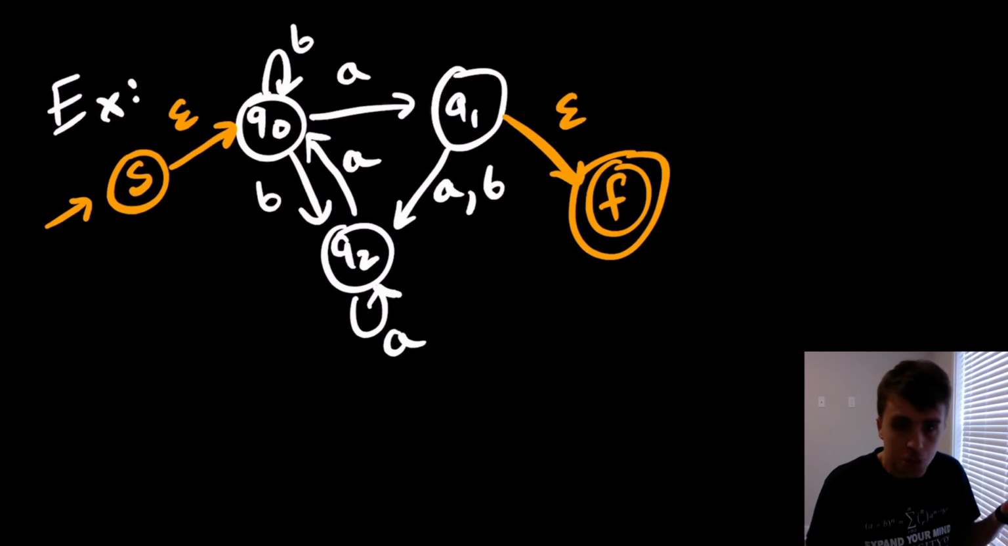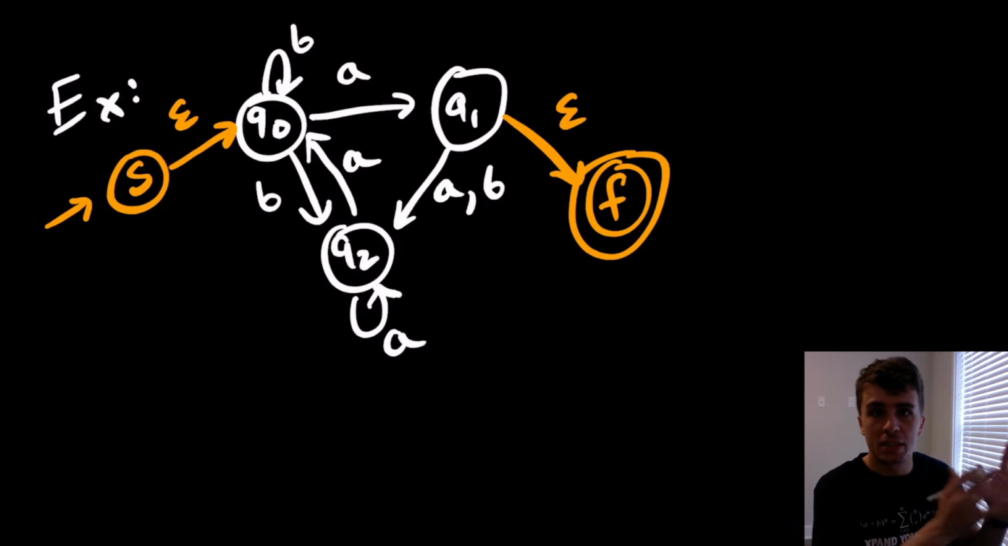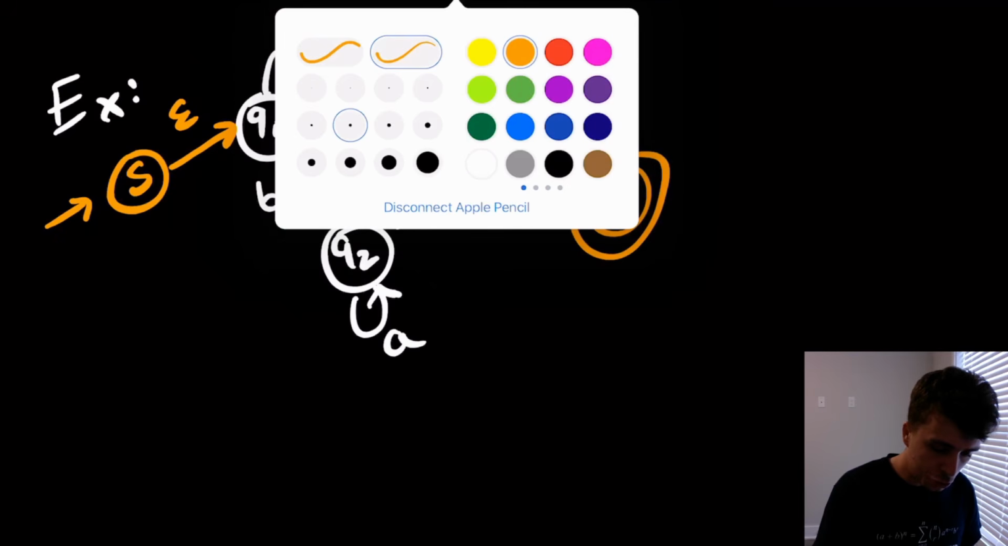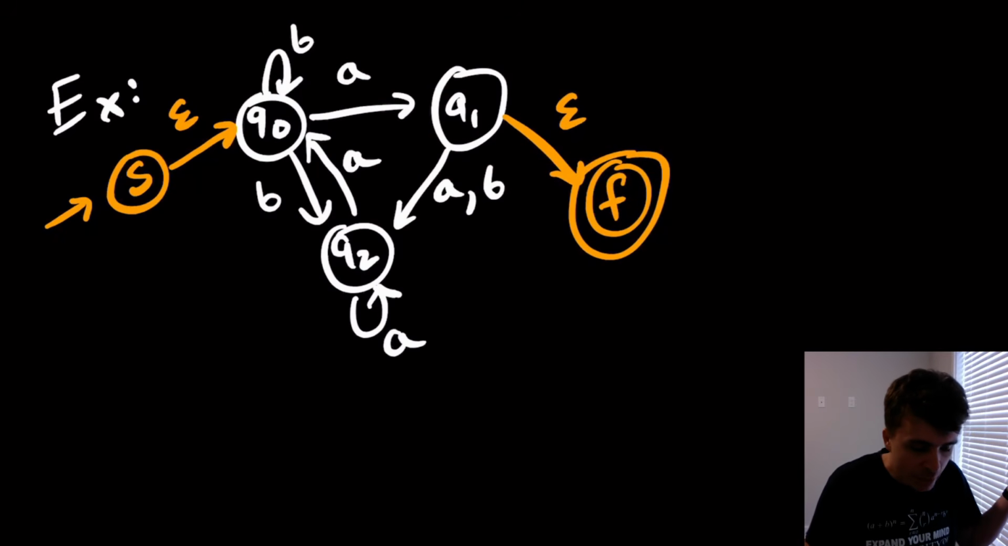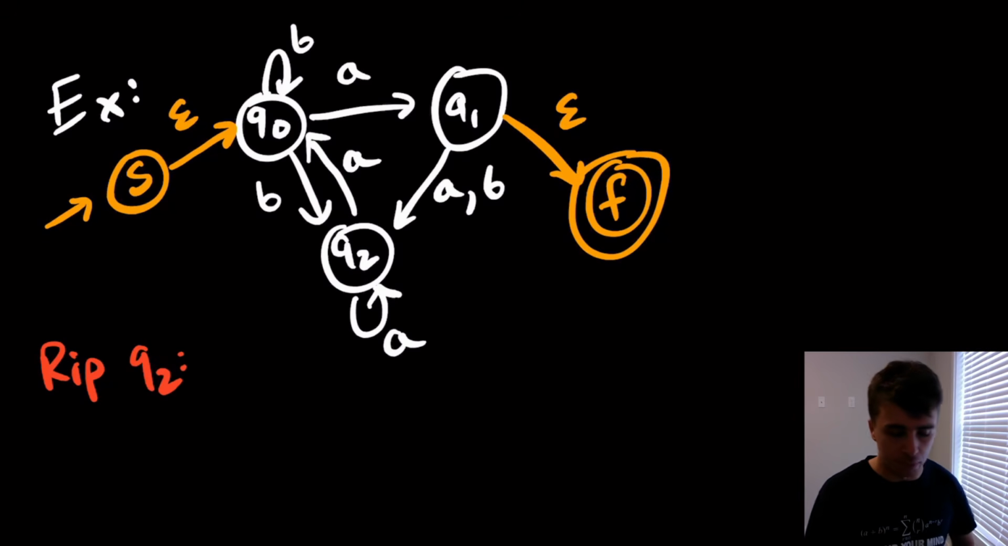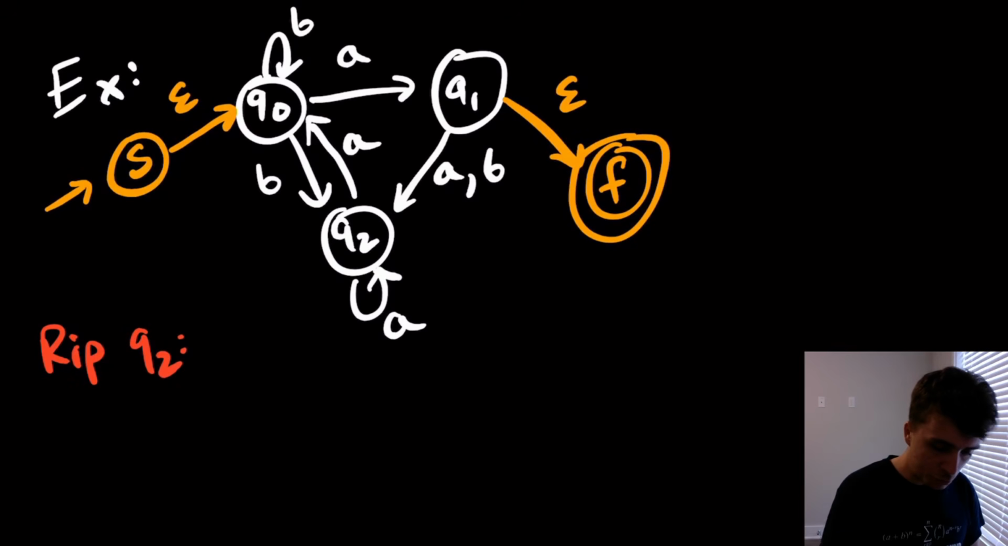So here, let's just pick any state. The order does not matter in terms of getting a regex that works. However, if you pick the states in a different order, you may get a different regex, but it will just look different; it will be equivalent if you rip everything correctly. So let's just rip a random state. Let's rip Q2. This is not the state that I would actually pick, but I'm picking it purely for demonstration purposes.